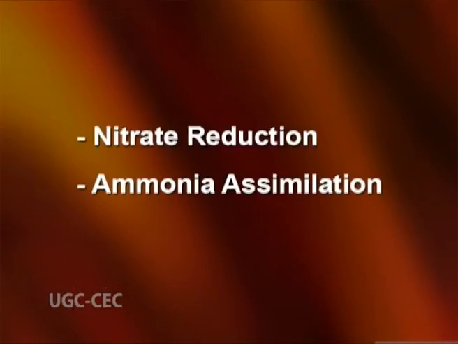This may help avoid the transport of organic compounds down to the roots just to carry the nitrogen back as amino acids. Thus, nitrate reduction and ammonia assimilation are important aspects of utilization of nitrogen by plants. First, we will discuss how nitrate is assimilated in plants.